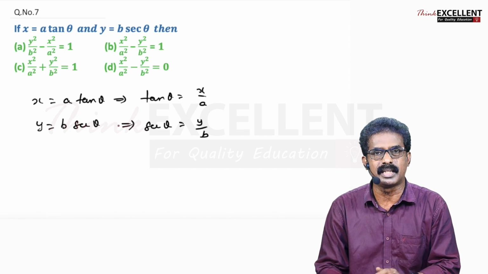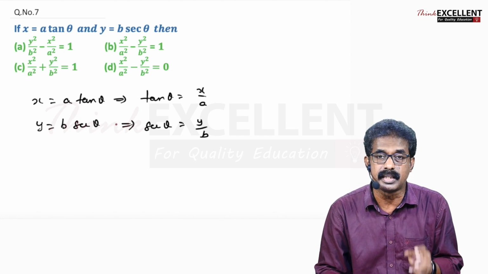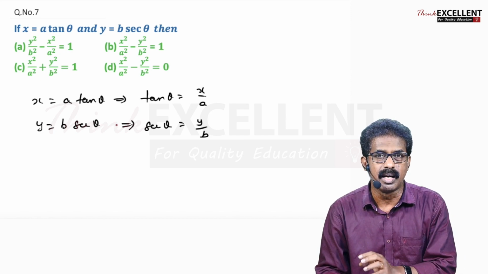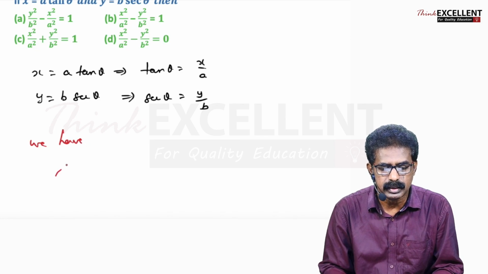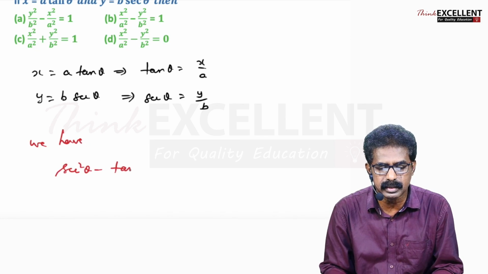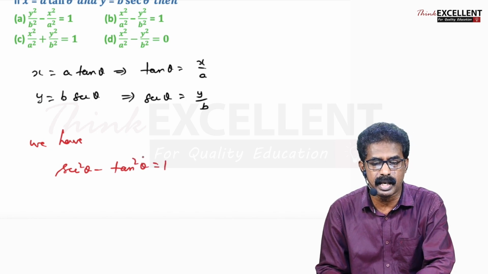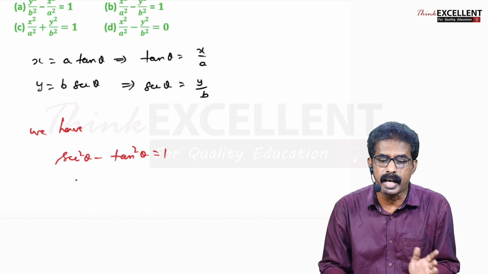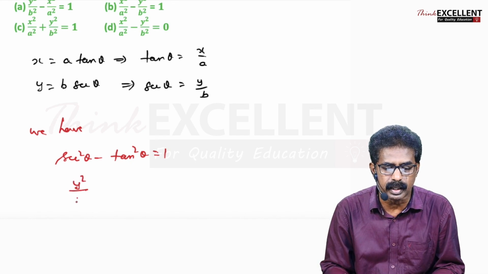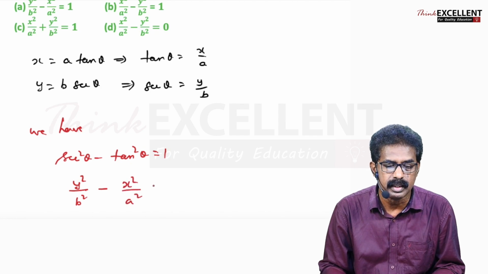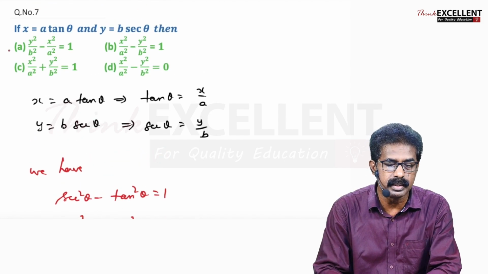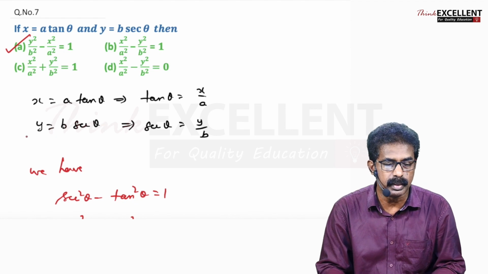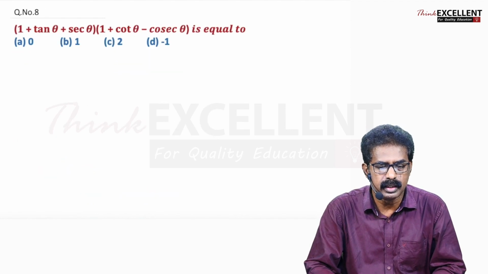So you must be thorough with the identities. What's our identity relating tan and secant? Secant square theta minus tan square theta is 1. Substitute the values. Secant theta is Y by B, square it: Y square by B square, minus tan square, that is X square by A square, is equal to 1. So Y square by B square minus X square by A square equal to 1. Option number A. Now let's move on to the next question, number 8.